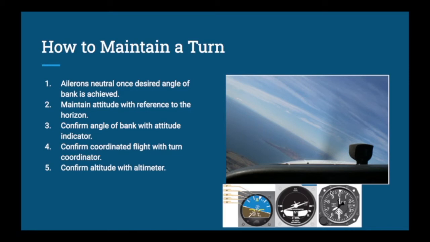You would want to scan your instruments very briefly, half a second at a time, making sure your bank angle is good, then eyes back outside. Look at the turn coordinator, ball centered, eyes back outside. Altimeter, constant at 6,500, eyes back outside. So that's the scanning technique you want to get used to. It's always outside, one gauge, back outside, making sure nothing has changed in your outside visual picture when your eyes are out.